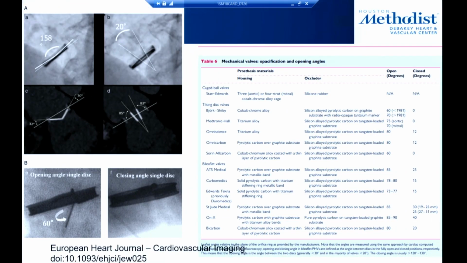This is a publication from the European Heart Journal. There are two ways of measuring it. This is usually how we measure, but if you look at the manufacturer specification, the angle is in relationship to the plane of the annulus. That could create a little bit of confusion, but the bottom line is, when you see the leaflets open and close, completely opposing each other, it's closing well. And if you see one of the leaflets look asymmetric, there's some problem.